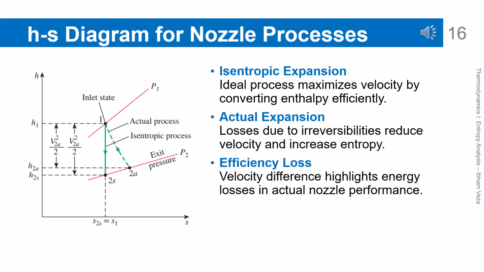HS diagram for nozzle processes. In a nozzle, the isentropic process converts enthalpy into kinetic energy with maximum effectiveness, resulting in maximum exit velocity. In the real process, part of the energy is lost due to friction and other irreversibilities. This causes a lower exit velocity and higher entropy. The difference between the two paths on the HS diagram shows this energy loss. This diagram helps in understanding nozzle efficiency conceptually.